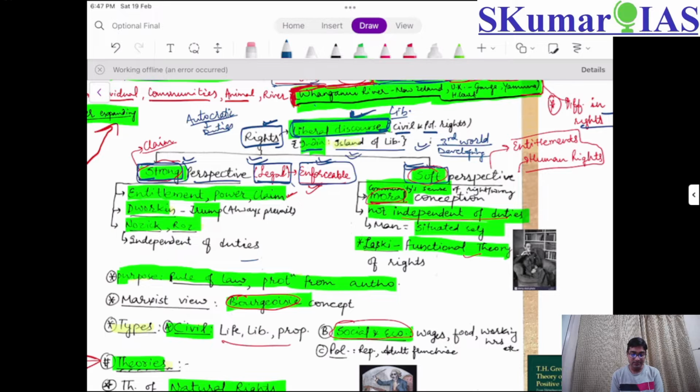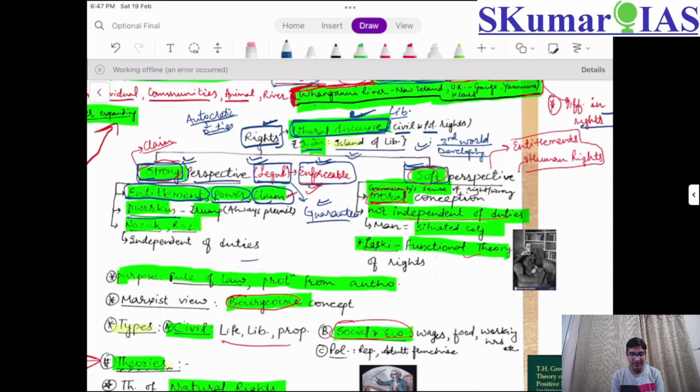Legal guarantees, they are legal guarantees, and they must be enforceable. They say that rights are the entitlement, rights are the power, rights are the claim. Entitlement, power and claim.